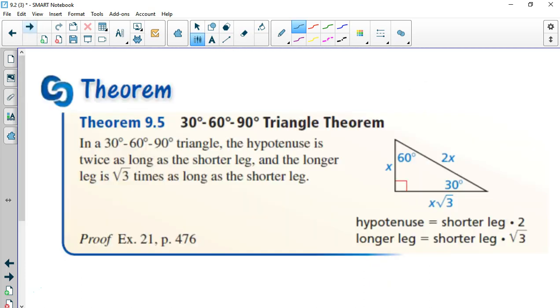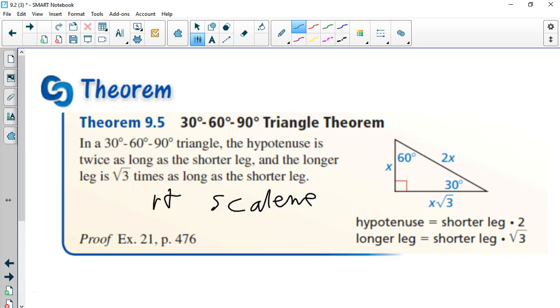Okay, next triangle we have is called 30, 60, 90. Now obviously, you can see all three sides are different measurements, x, x root 3, and 2x. Therefore, this is a scalene triangle. It's a right scalene.